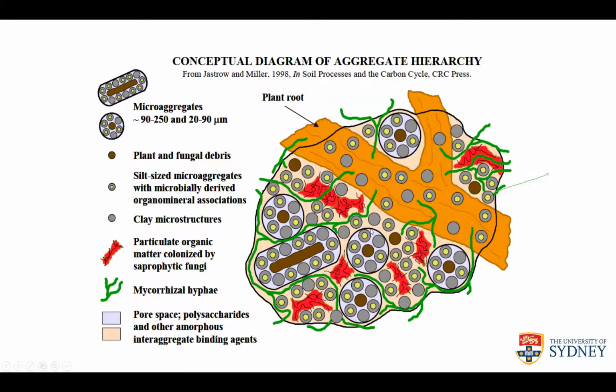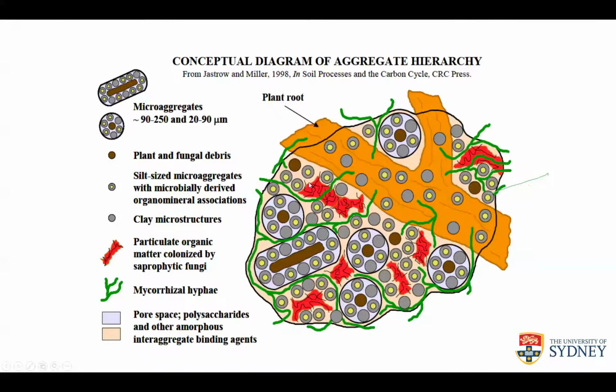inside the micro aggregate. So different micro aggregates are also being linked by all these plant roots, big plant roots, or the green stuff, mycorrhiza, fungi, and all the pink, the red stuff, particulate organic matter. That means organic matter from the plant that has been eaten by bugs. So all of this is linked together to form a bigger aggregate.